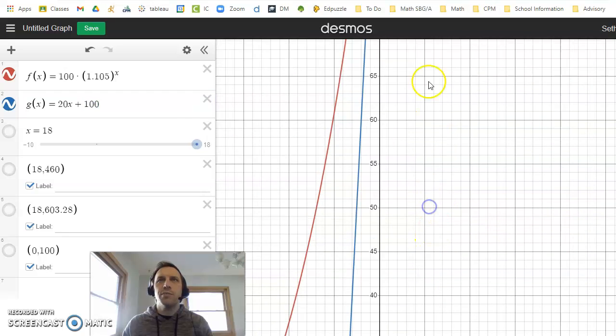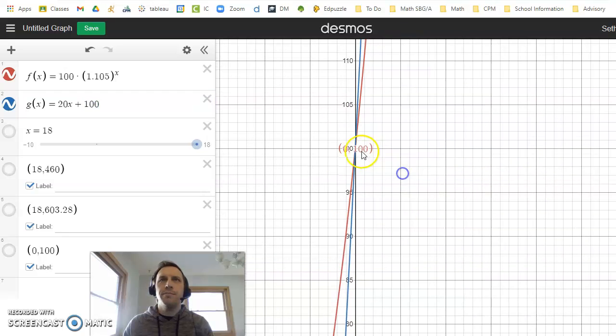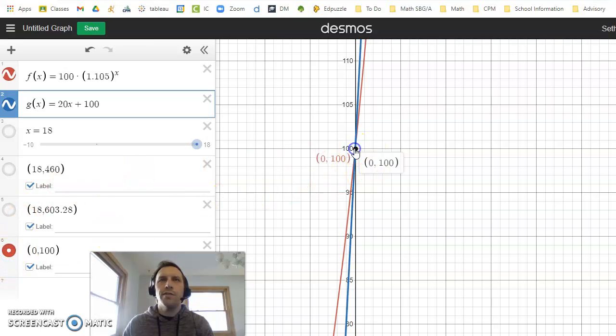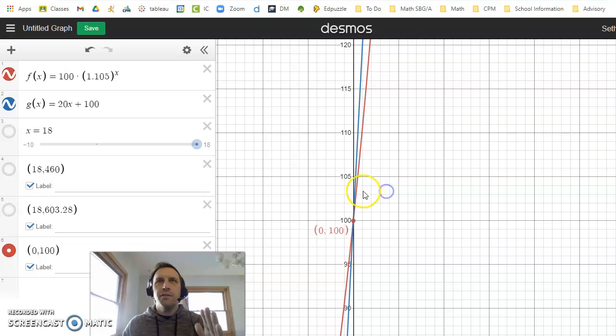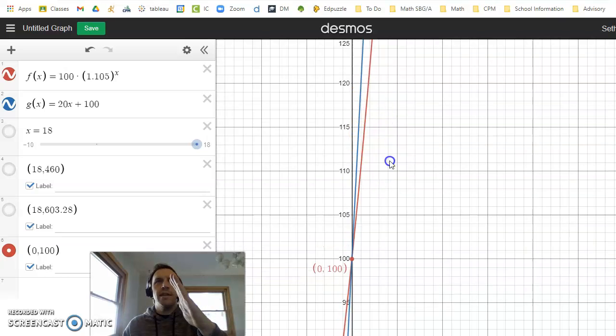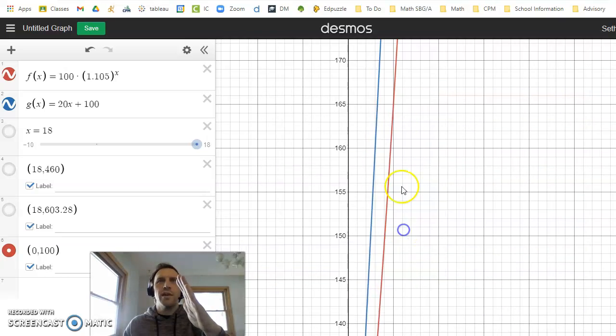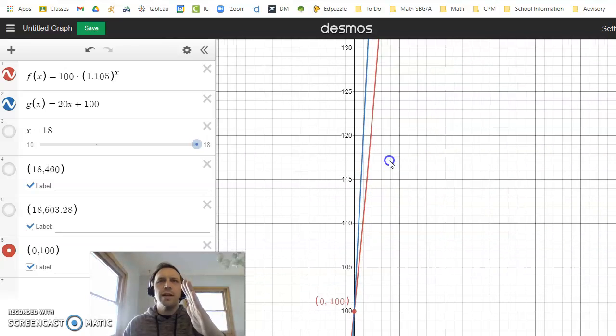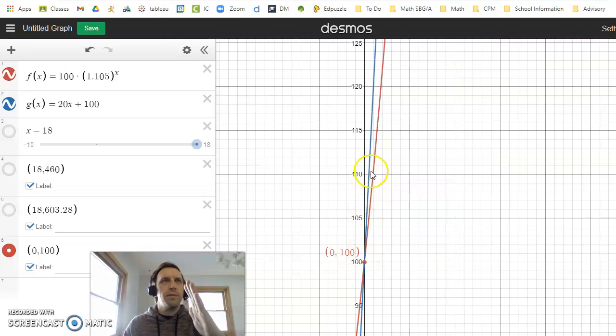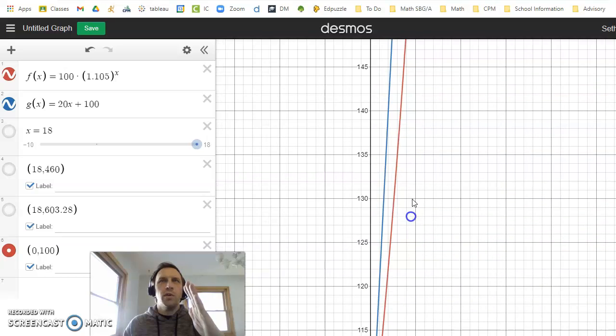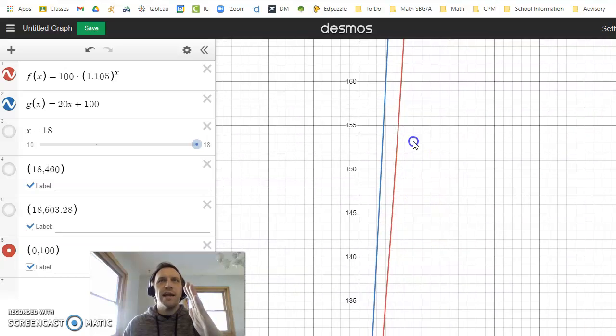And you can see our starting point is 100 for both of them. Right here, boom. 100 right there. And the linear function is going up at a steady rate. The exponential function then is growing quicker and quicker. And you can see pretty quickly the exponential function is going to be bigger. All right. Only going up by $20 does not improve very much.